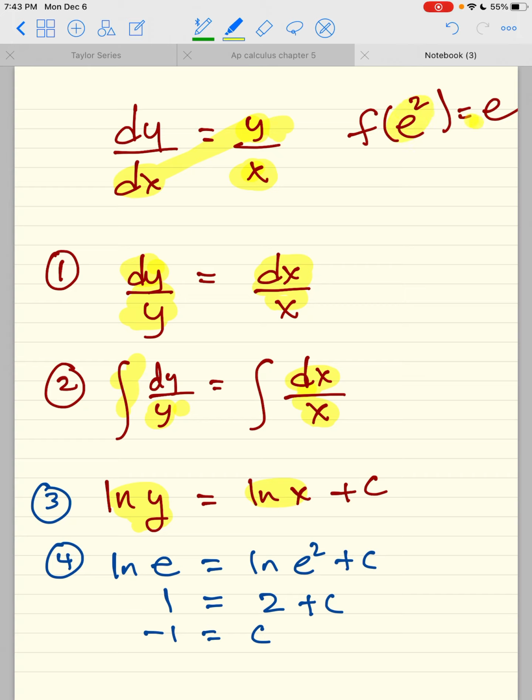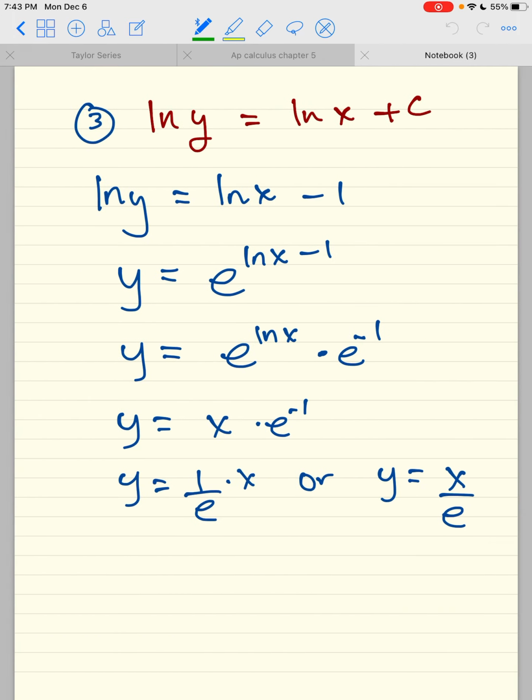I picked this point e squared and e. E squared is your x. E is your y. I want you guys to remember when natural log touches e, it leaves you with the exponent. So that's a 1. When natural log touches e, it leaves you with the exponent. So that's a 2. So we got c to be -1. That's not your answer. You got to go back to step 3, plug it in.